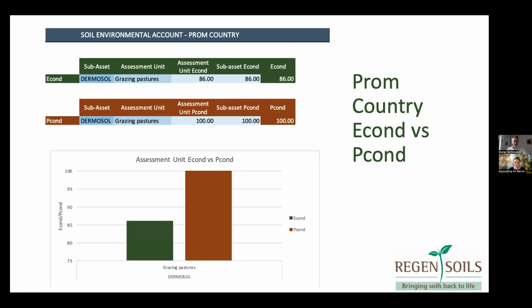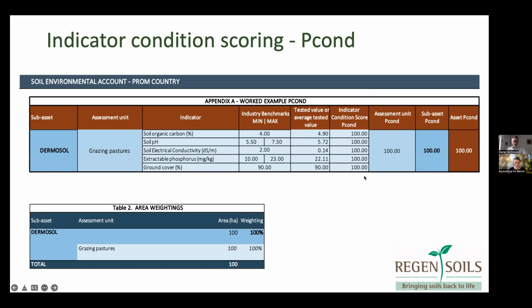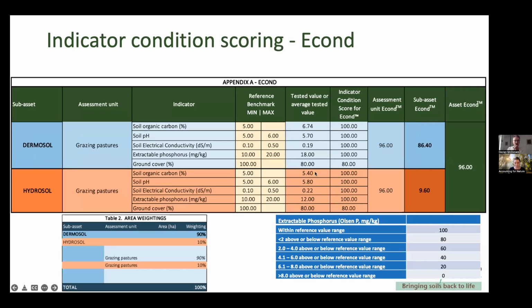And then the spreadsheet summarizes the data that we're looking at. And again, this is the sheep dairy summary results, where for the first soil, Dermosol, grazing pastures, the overall score was 86, and the overall score was 100 for the second. So actually, if I just take one step back here, or perhaps 2 steps back, where we have some scoring, the example I'm just going to give you is ground cover.